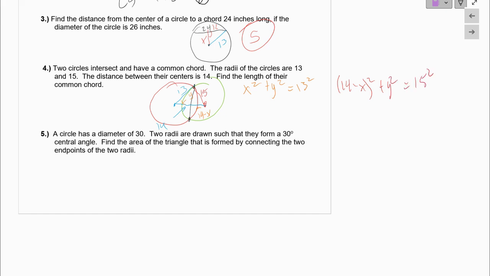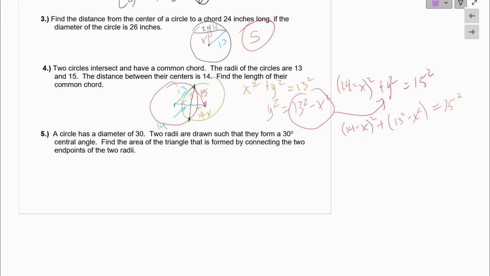And if I end up solving these for y, I could solve this one for y squared pretty easily. So, 13 squared minus x squared. I'm just going to take this and substitute it in for y squared. And now I get a quadratic with only x's.